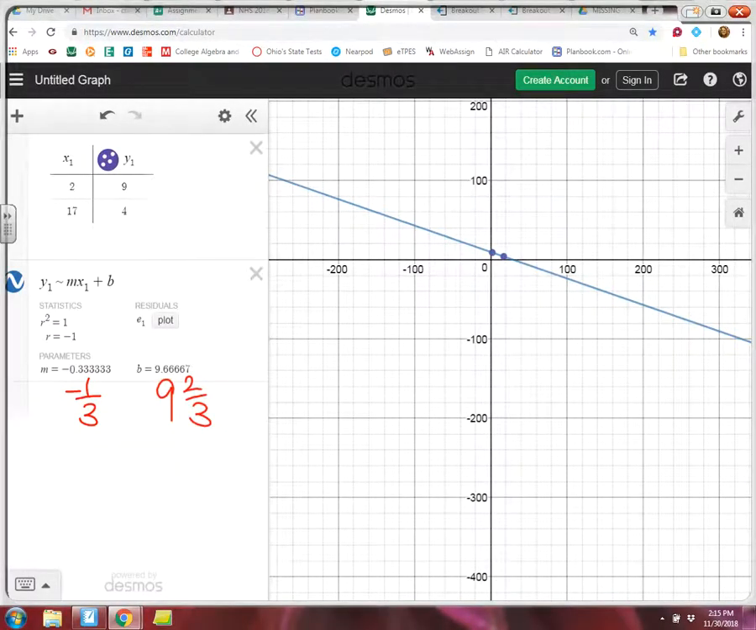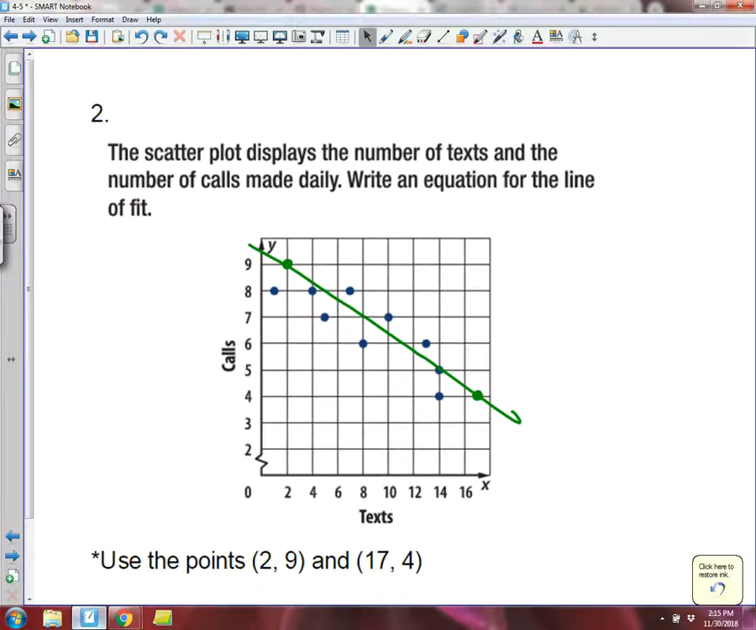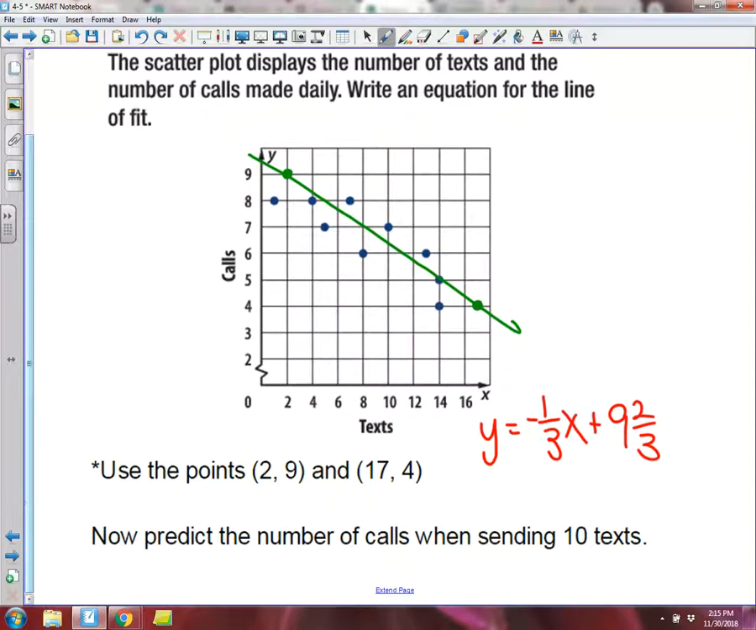Okay, so now I'm ready for my equation. Can you tell me what my equation is? The whole equation. Now, isn't it negative 1/3x plus 9 and 2/3? So there's my equation. But now I want to make a prediction. Predict the number of calls when somebody sends 10 texts.